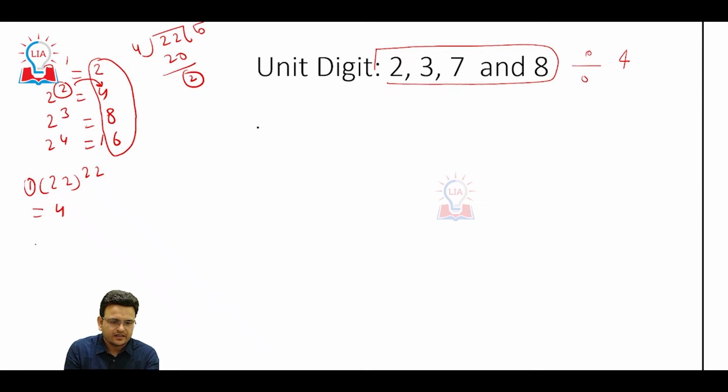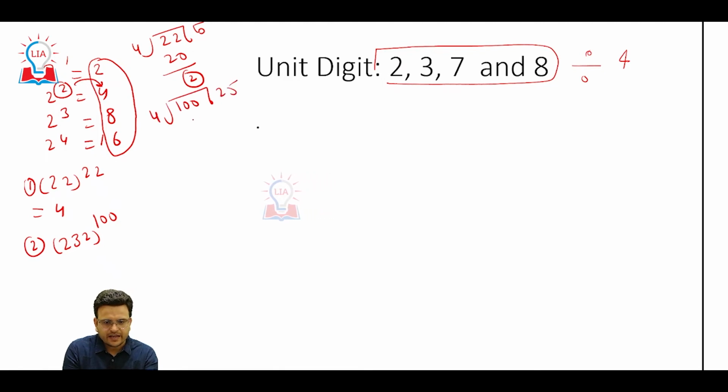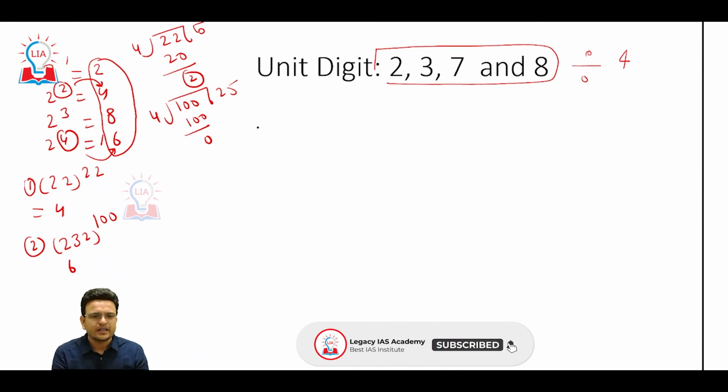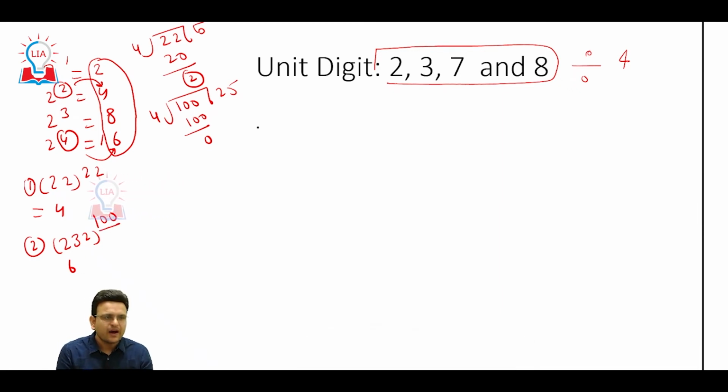Okay. Take one more question: 2, 3 to the power 100. When we divide 100 by 4, we have no remainder. Remainder is 0. When remainder is 0, unit digit will be 6. Getting my point? So here what we are doing, we are simply dividing the power by 4 and getting the remainder. Remainder can be 1, 2, 3. Accordingly we have the unit digit.